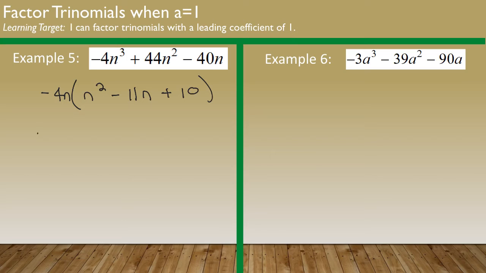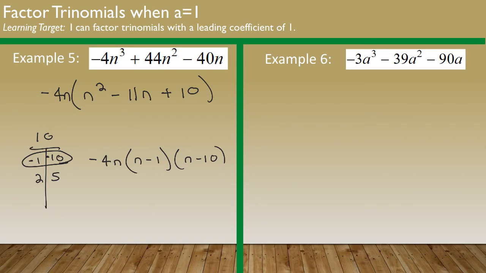So now factor 10, looking for factors of 10 that also add to make a negative 11. So negative 1 and negative 10, those do add to make a negative 11. So my factors would be negative 4n times n minus 1 and n minus 10. Okay. Next example, everything can be divided by negative 3.